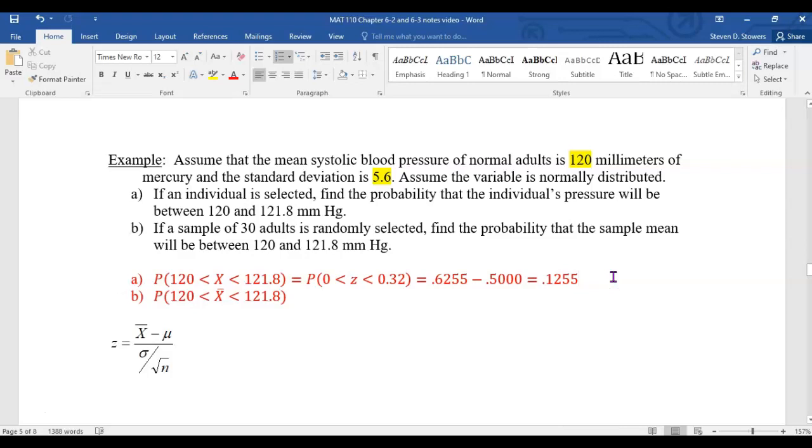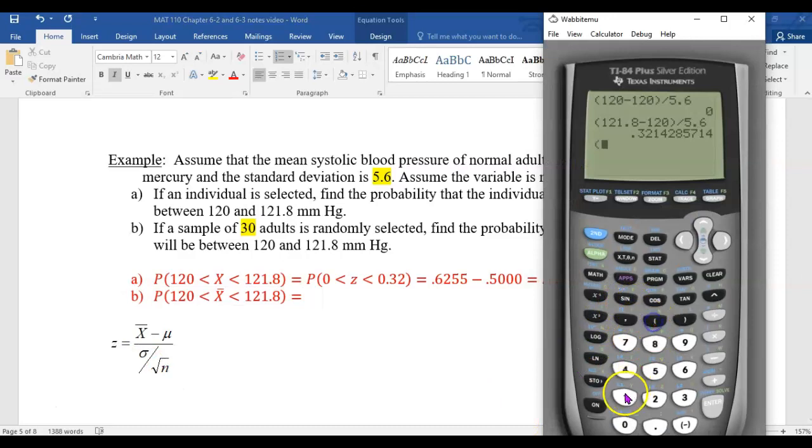Now in part B, this works almost the same, except that when we convert these numbers to z-scores, we're using the formula for the sample mean, x bar minus mu over sigma divided by the square root of n. What's n? In this case, it's 30. In general, it's the sample size. It's how many individuals you have in your sample. So we need to convert 120 and 121.8 into z-scores using that formula.